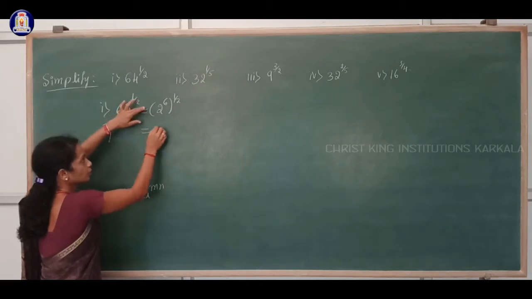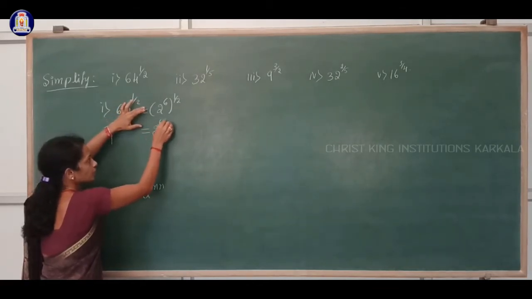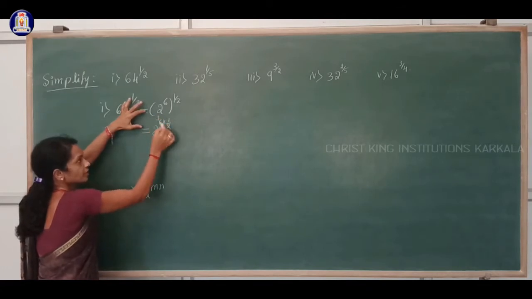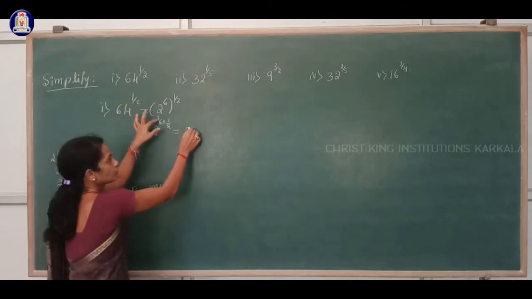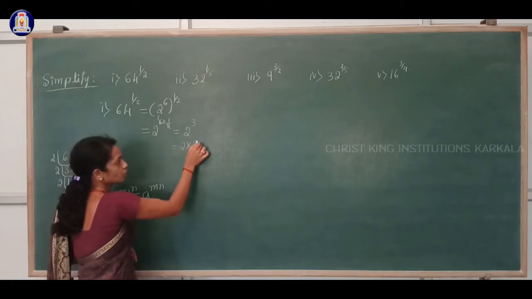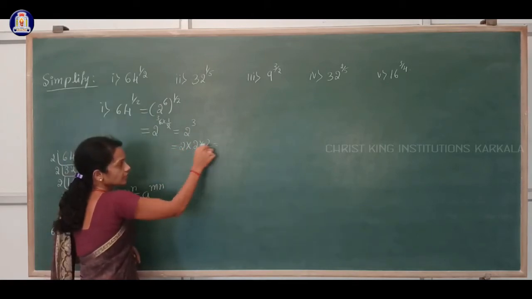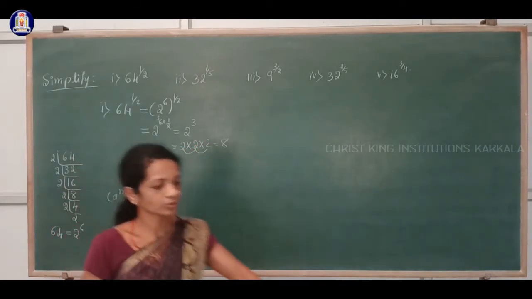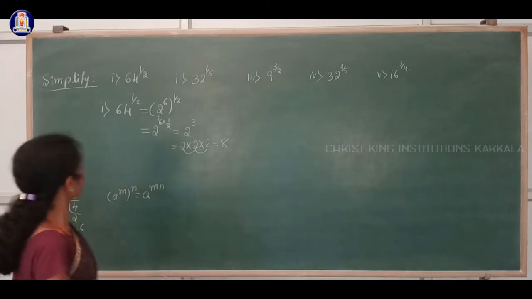So then you will get what? 2 to the power 6 into 1 by 2. Okay. 2 ones are 2, 2 3s are 6, so you will get 2 to the power 3. What is 2 to the power 3? 2 to the power 3 means 2 into 2 into 2. That is equal to 2 into 2, 4. 4 into 2 is 8. Okay. So like this you have to simplify. Next.